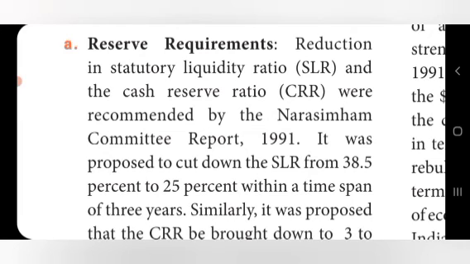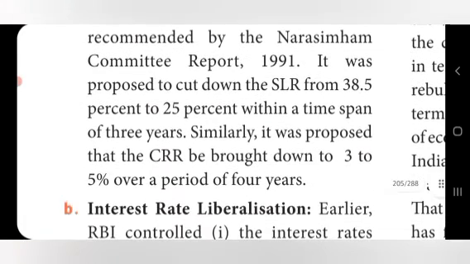So the reduction in statutory liquidity ratio SLR and the cash reserve ratio CRR. These were recommended by the Narasimha Committee report. So SLR and CRR should be reserved. The Narasimha Committee report said that in 1991 it was proposed to cut down the SLR from 38.5% to 25% within the time span of 3 years.